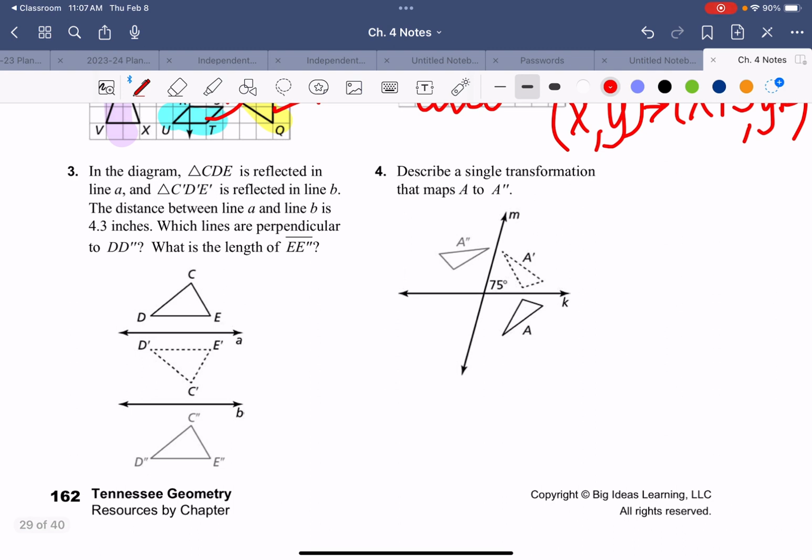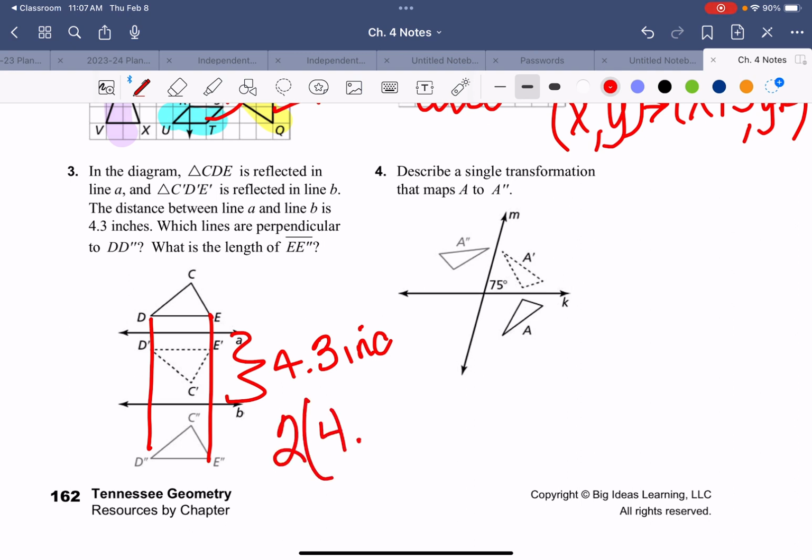Okay, so here, my given information tells me that this width right here is 4.3 inches. And they want to know what is the length from D to D' and E to E'. Well, that's one of our theorems that someone proved. It is going to be twice the length of the distance between the two lines. So my answer will end up being 8.6.